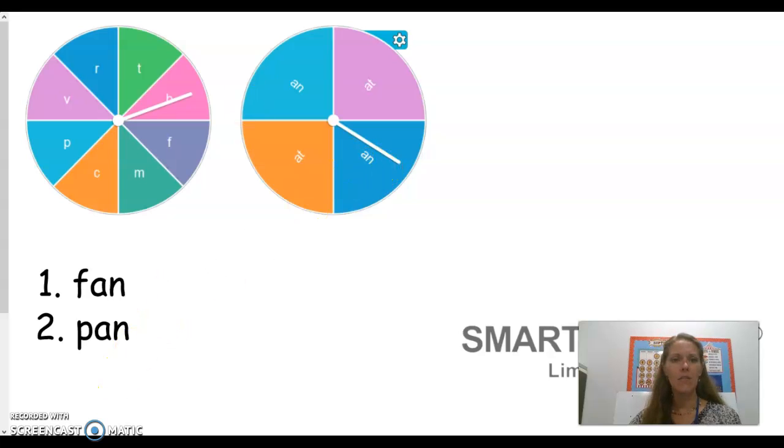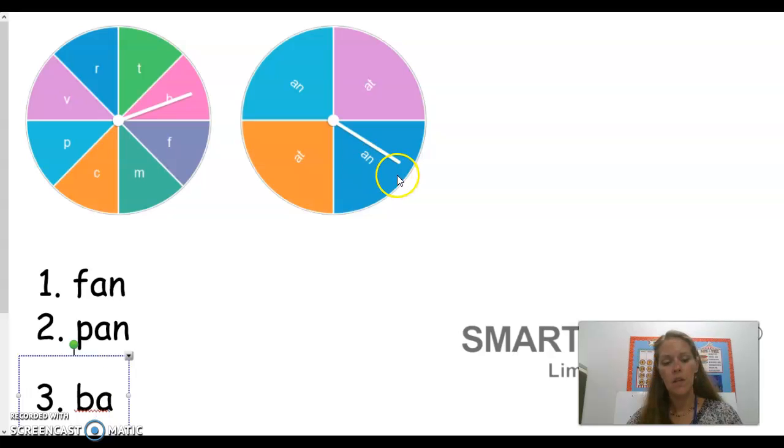an A-N again. Alright, so let's go down here to our number 3 line. And our first letter here is B. And then our word part is A-N, an. So make sure you're writing that number 3. Again, pause whenever you need to finish your word.